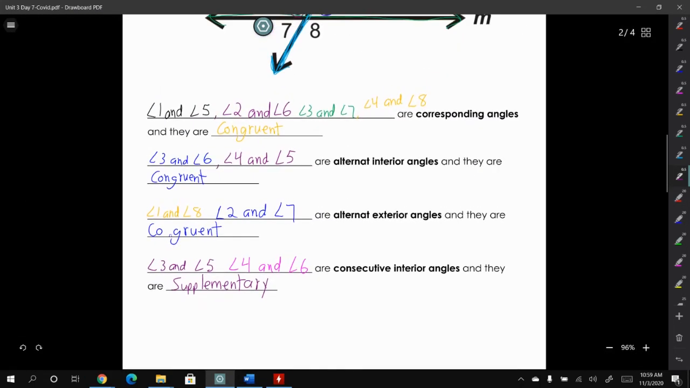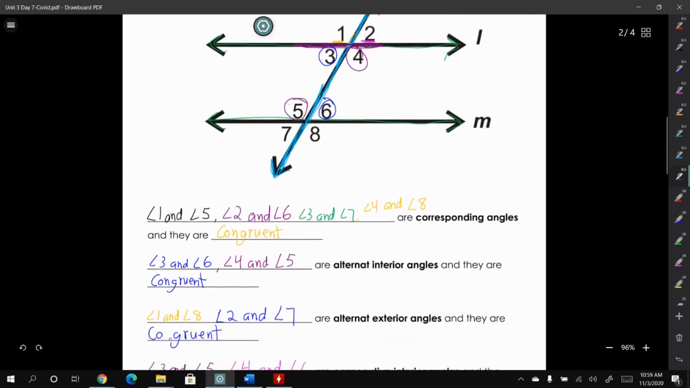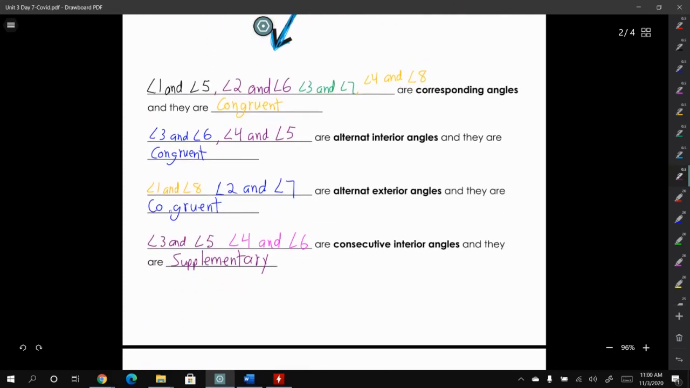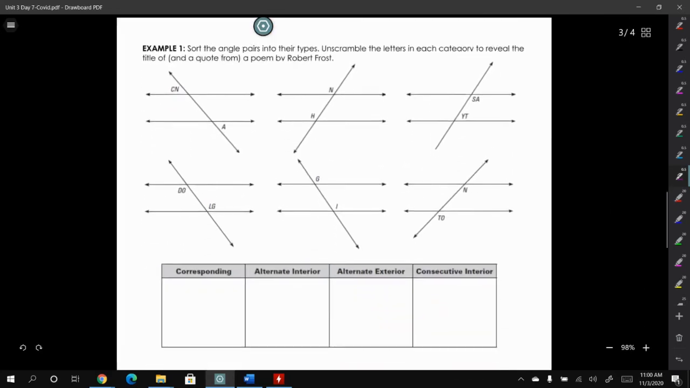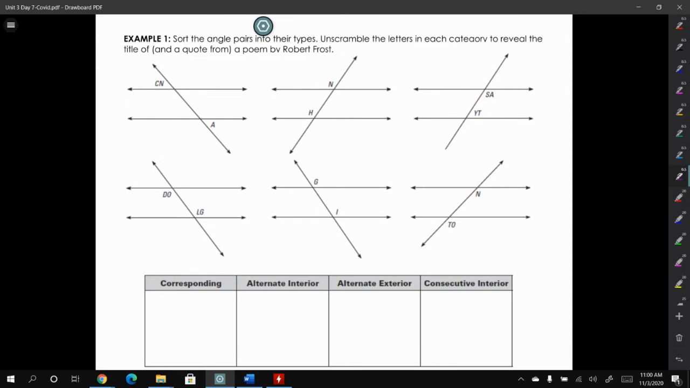So this page right here is really critical for you guys to have written down and to be able to refer to. If we look at the next page, I'm going to have you guys try this on your own and pause the video in a minute.